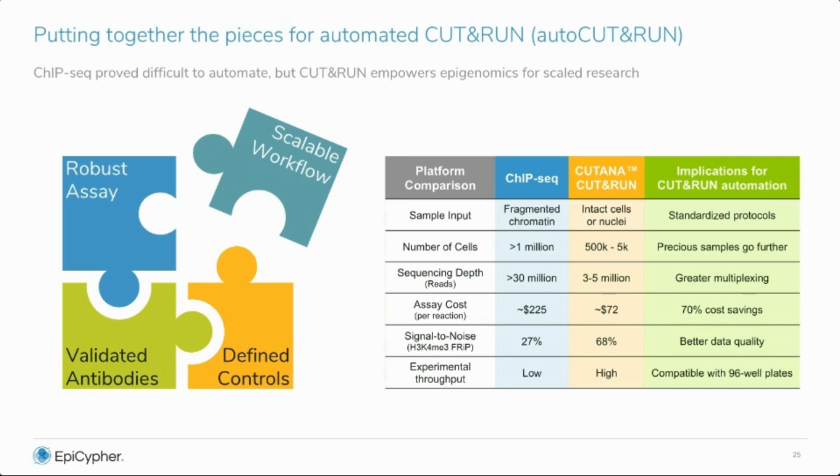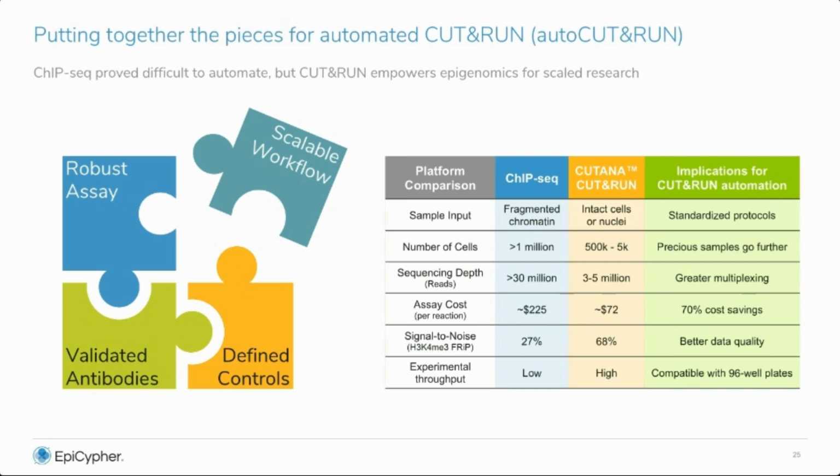Also, in ChIP, you needed millions of cells. And so any sample that you tried to automate just wouldn't get you that far. You wouldn't be able to profile that many features. But with CUT&RUN, we can get down to as little as 5K cells. So any precious samples, especially clinical samples and primary cells, can get you more information.